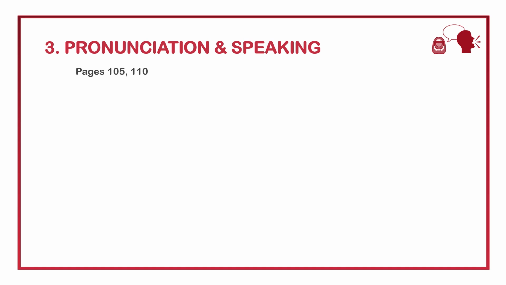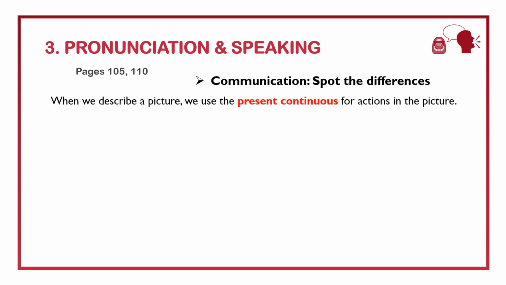For the next communication part, we need to go to pages 105 and 110 to spot the differences between the two pictures. So normally this exercise is done with two people. One of them describes picture A and the other one describes picture B, and they talk about the differences. But you can also do it on your own by looking at the two pictures and comparing them. Now, before we start, you have to know that when we describe a picture, we use the present continuous for actions that are happening in the picture.